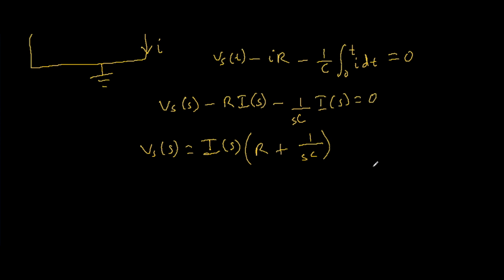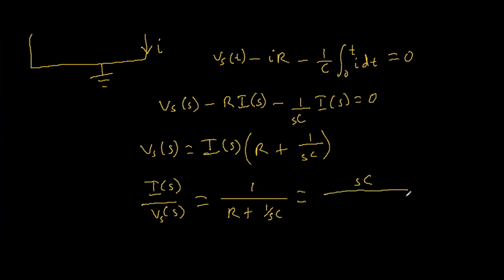Okay, and so output over input, output is current. You have your I of S over Vs of S is equal to I divided by V. So V comes down, this goes underneath. You have 1 all over R plus 1 over SC. Let's simplify this a little bit. It's the same thing as you could have SC coming up and you have SRC plus 1. I believe this is correct. Let's just see.